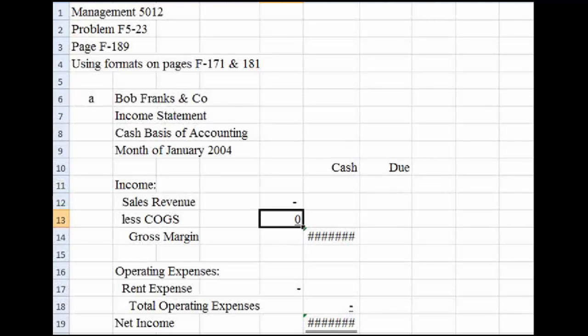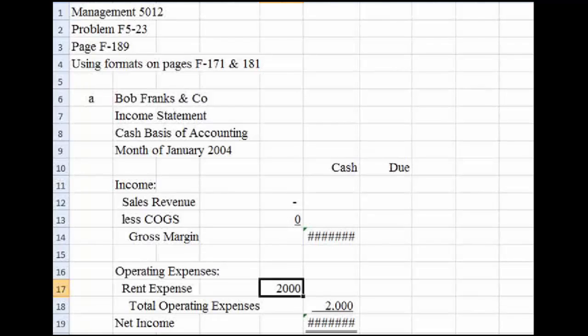The first transaction tells us that the company paid the January office rent of $2,000 on January 2nd. The office rent goes on the multiple step income statement under operating expenses. So $2,000 goes on the line next to rent expense.